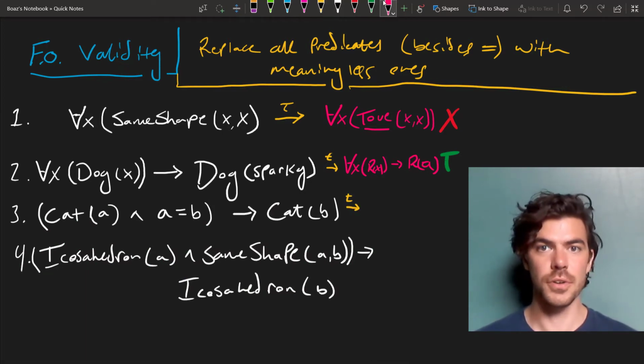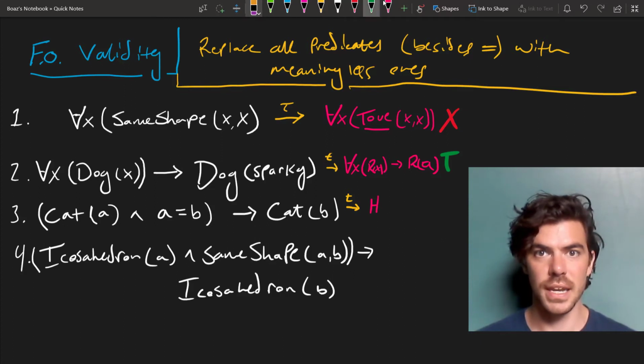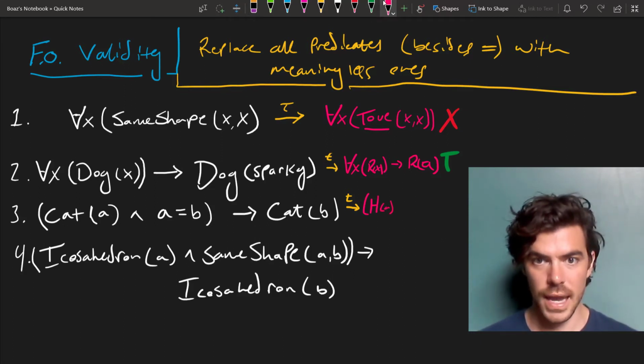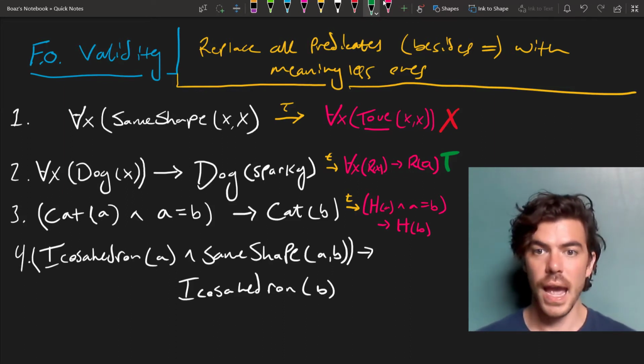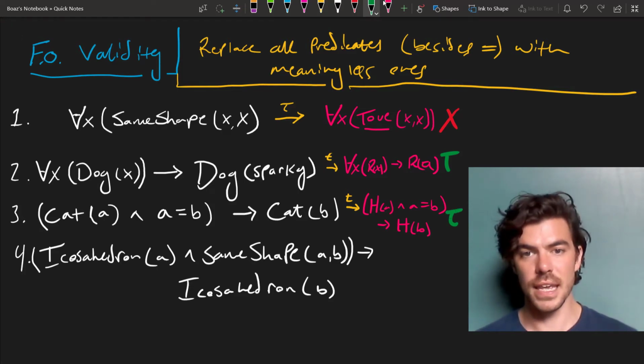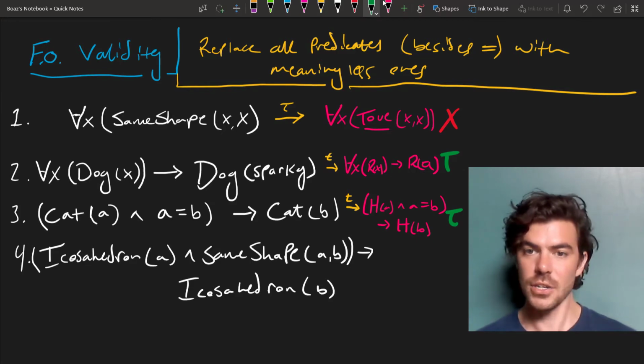Moving on to our third sentence, let's replace the predicate cat with the meaningless predicate H. So this says A is an H and A equals B implies that B is an H. Well, recall again that we're not replacing the special predicate equals. And so this comes out as FO valid as well, because it clearly follows that if A is an H and A equals B, then B is an H no matter what the predicate H means.